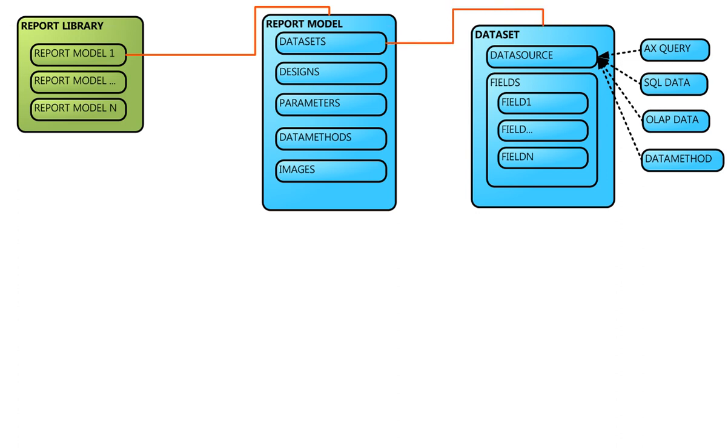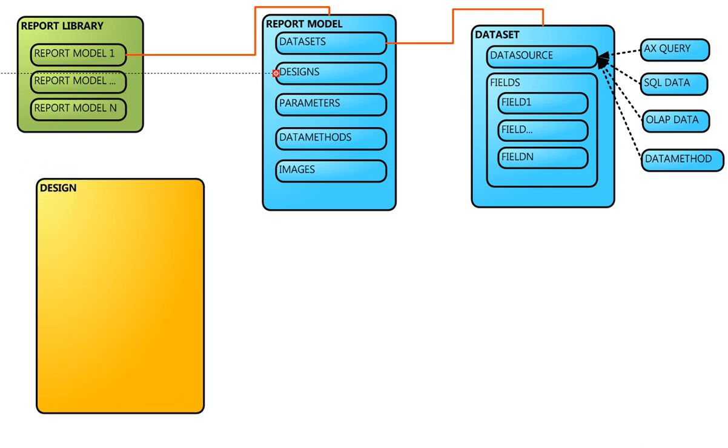There we go. Okay, so we went from report library, which contains report models. A report model has these five elements: data sets, designs, parameters, data methods, and images. And we talked a little about data sources. The next most important concept is a design.